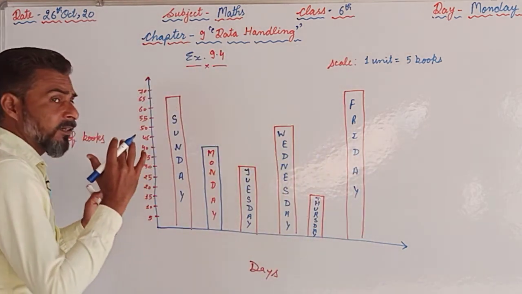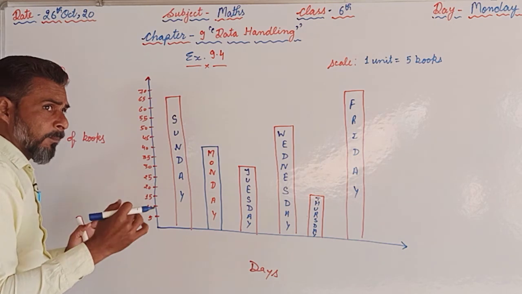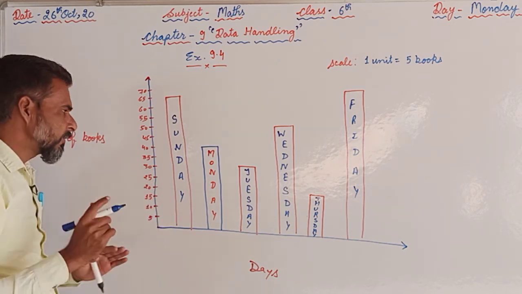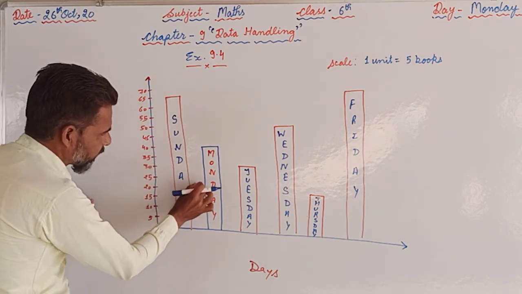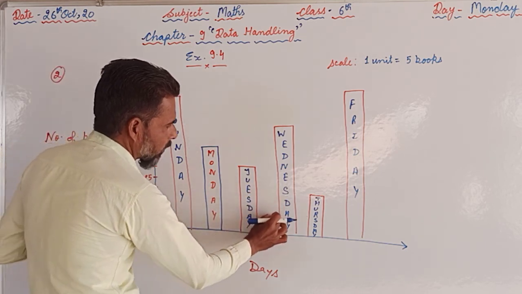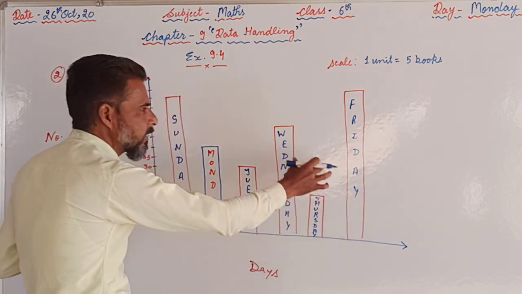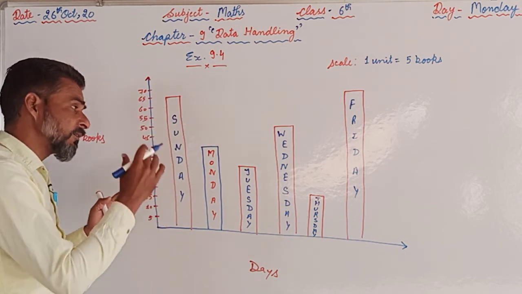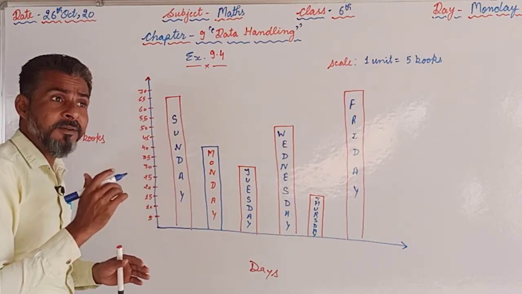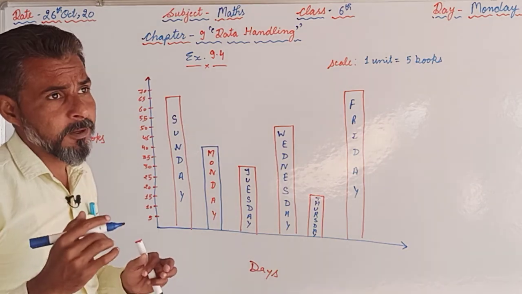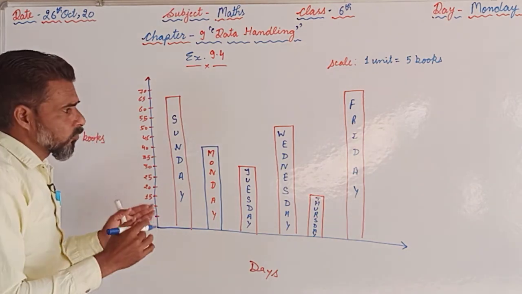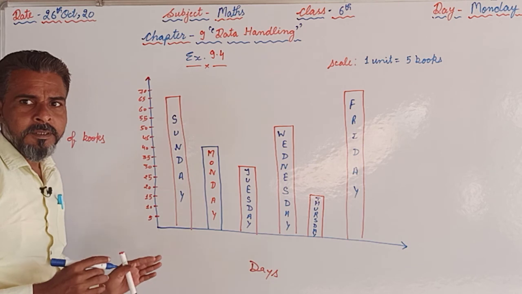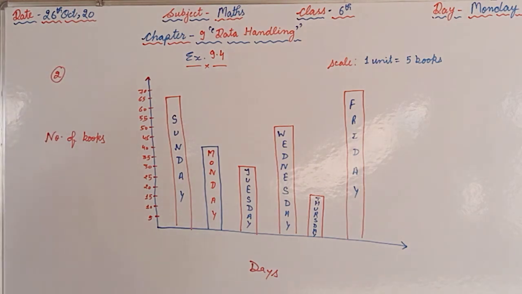Like this we can represent, but the main thing is that, as we discussed in the previous exercise, that we should have the space between two consecutive vertical columns. If the space is there, then the graph is known as bar graph. If space is not there, then it will not be the bar graph, it will become the histogram. So this is the answer for question number 2. I hope that you have understood.